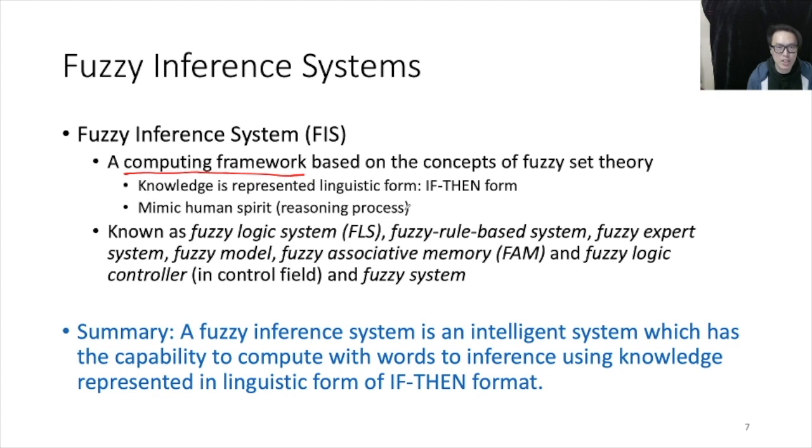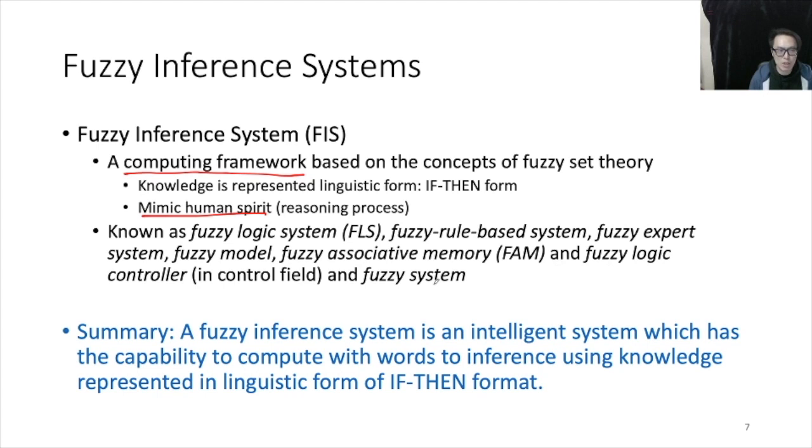That is, we would like to mimic the human spirit so that the machine has intelligence, that is the human intelligence. When we talk about fuzzy inference system, we have different names for that in the literature. Say fuzzy logic system, fuzzy rule-based system, fuzzy expert system, fuzzy model, fuzzy associative memory, fuzzy logic controller in the control field, as well as simply fuzzy system.